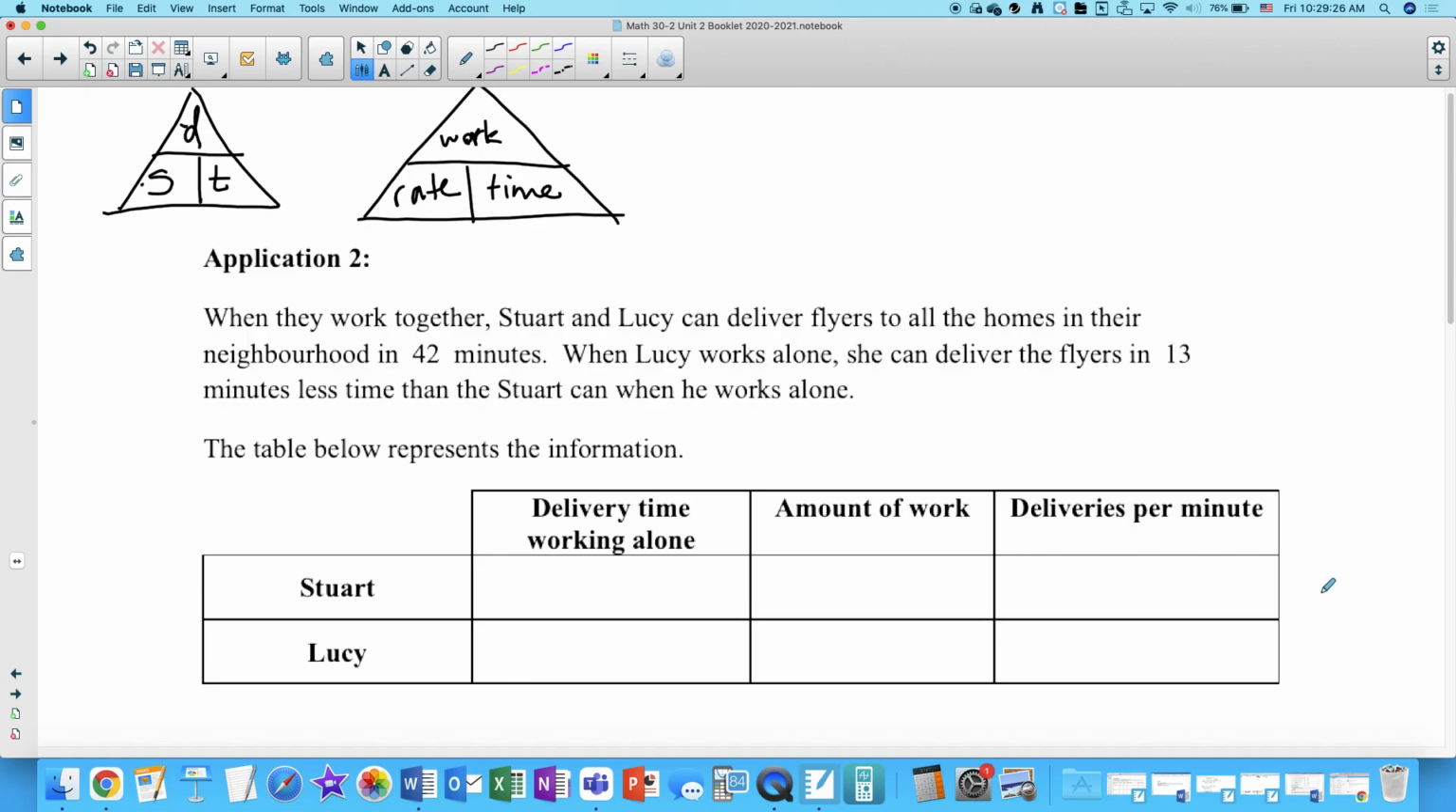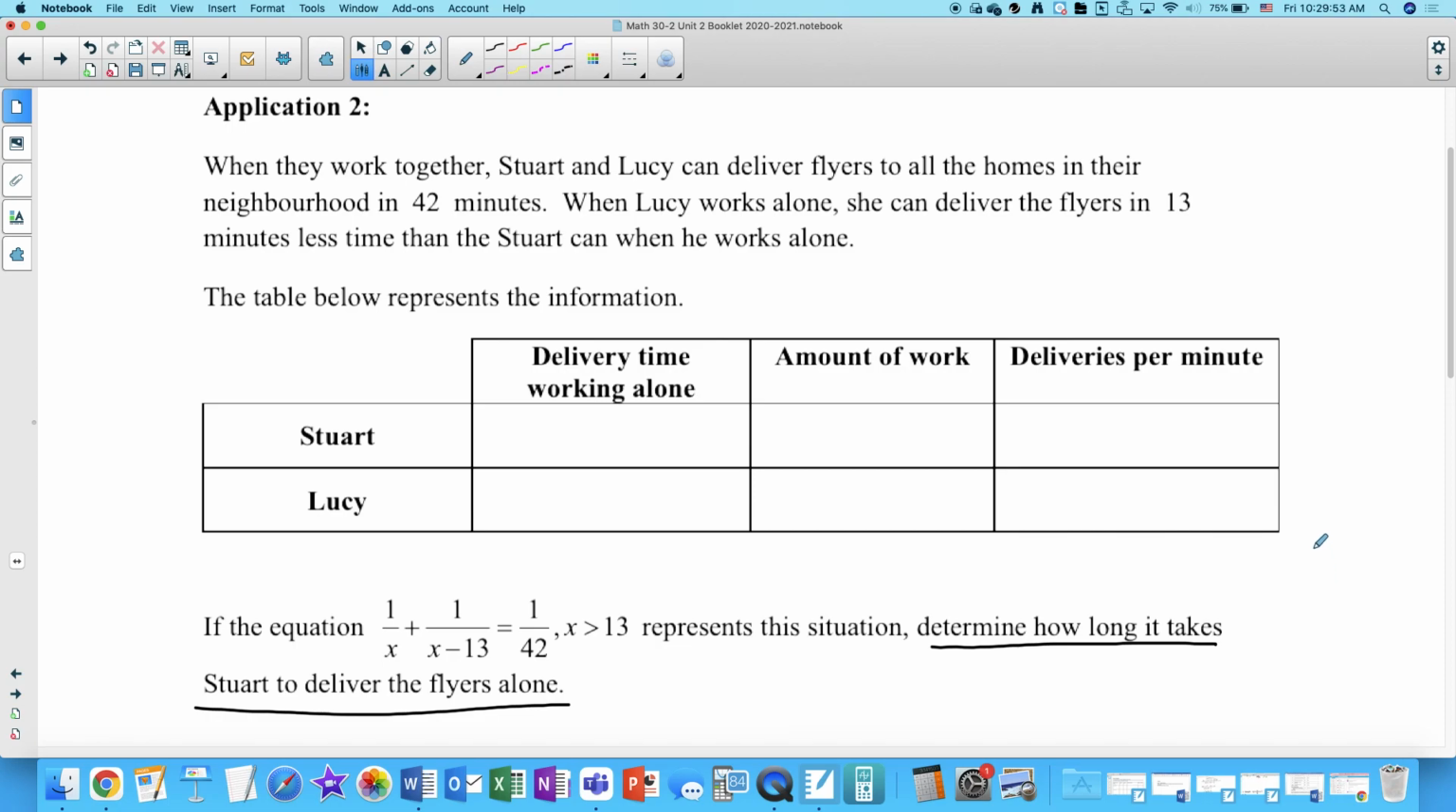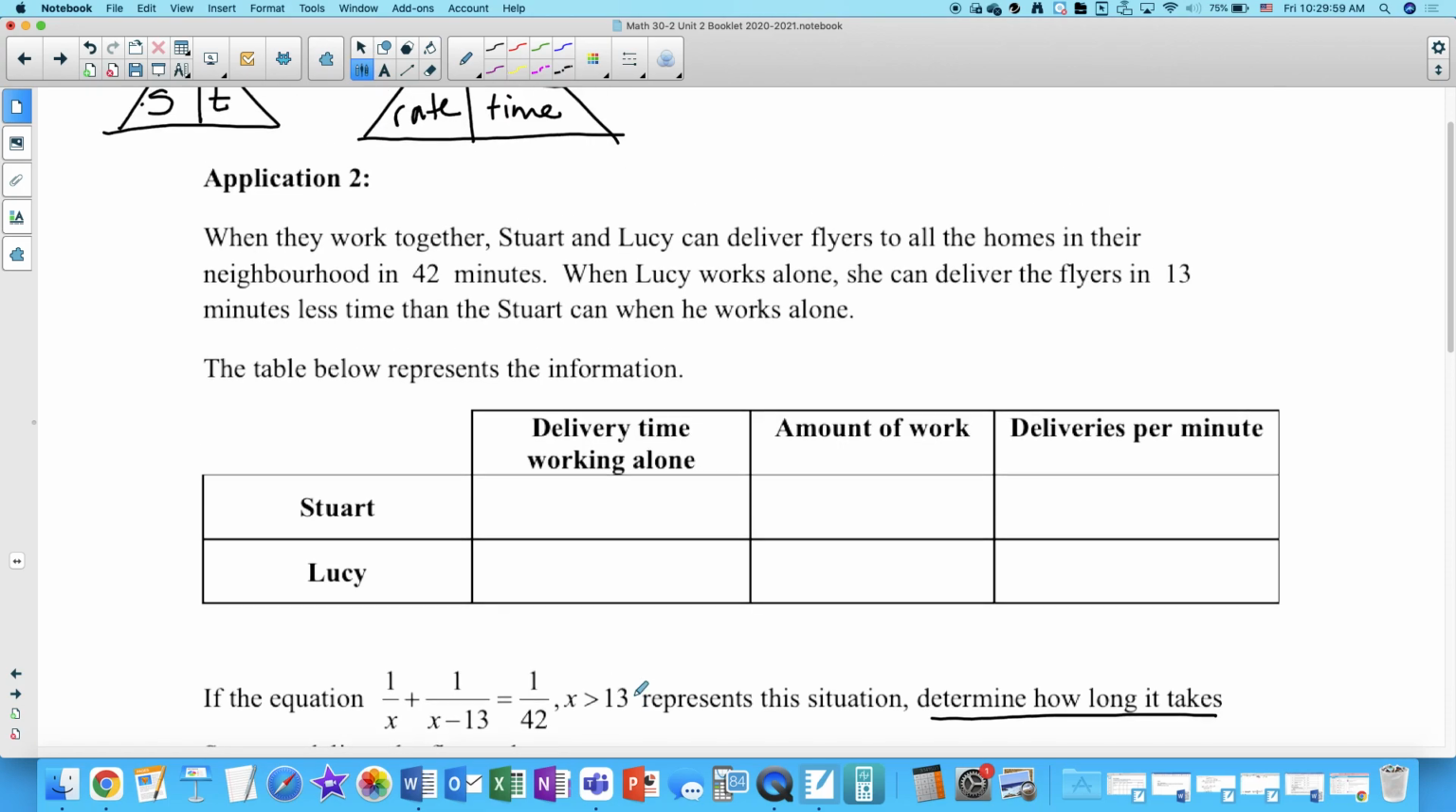Okay? So you want to create a chart where in the rows you have the two parts. In this case, it's Stuart and Lucy. And in the columns, you're tracking these three things: the work, the rate, and the time. Okay? And the general rule of thumb is that you have to introduce a variable somewhere. And the best place to introduce a variable is for the thing that you're trying to answer, which is how long does it take Stuart to deliver the flyers alone? So that would be Stuart's time. So I'm going to make Stuart's time the variable, because that's what I'm trying to figure out.